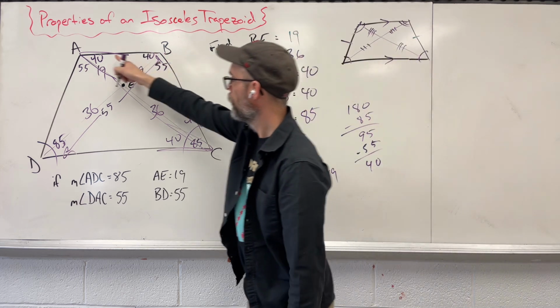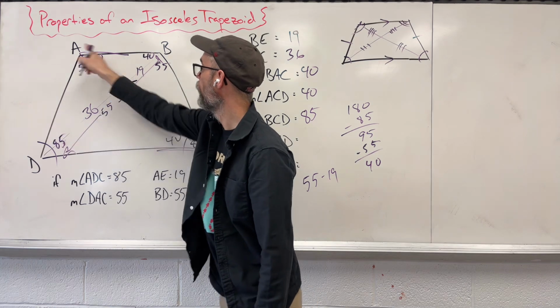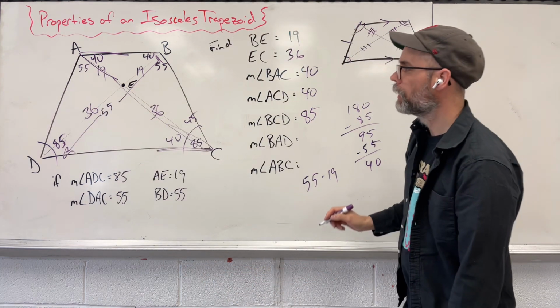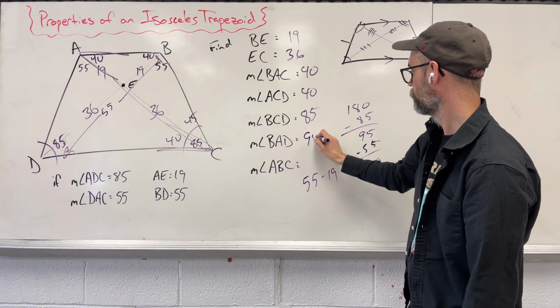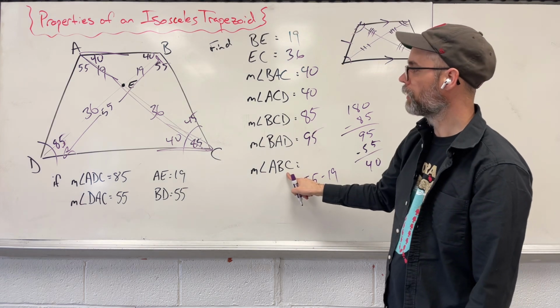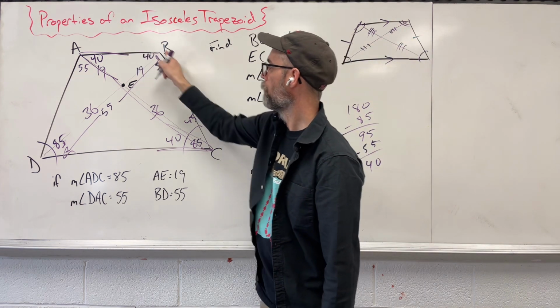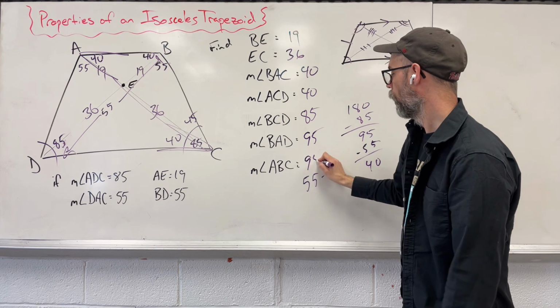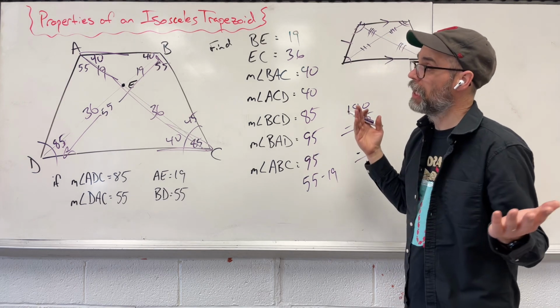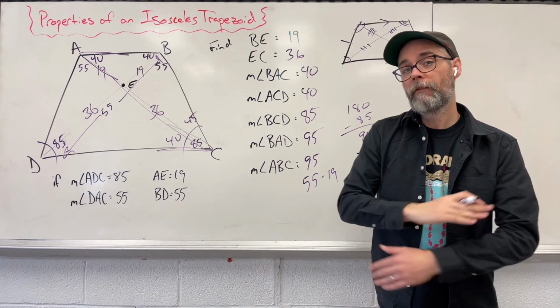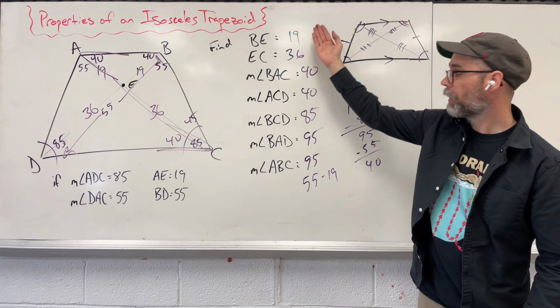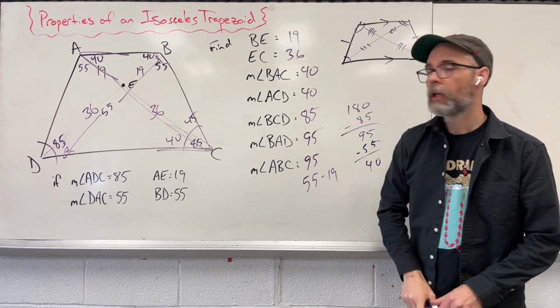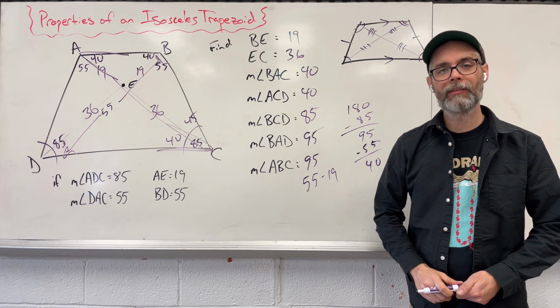BAD, the whole angle, would be 95. ABC is going to be the same thing, 95. My suggestion: label your picture, fill in everything you can, and then everything else just falls right into place. And that's using the properties of isosceles trapezoids.